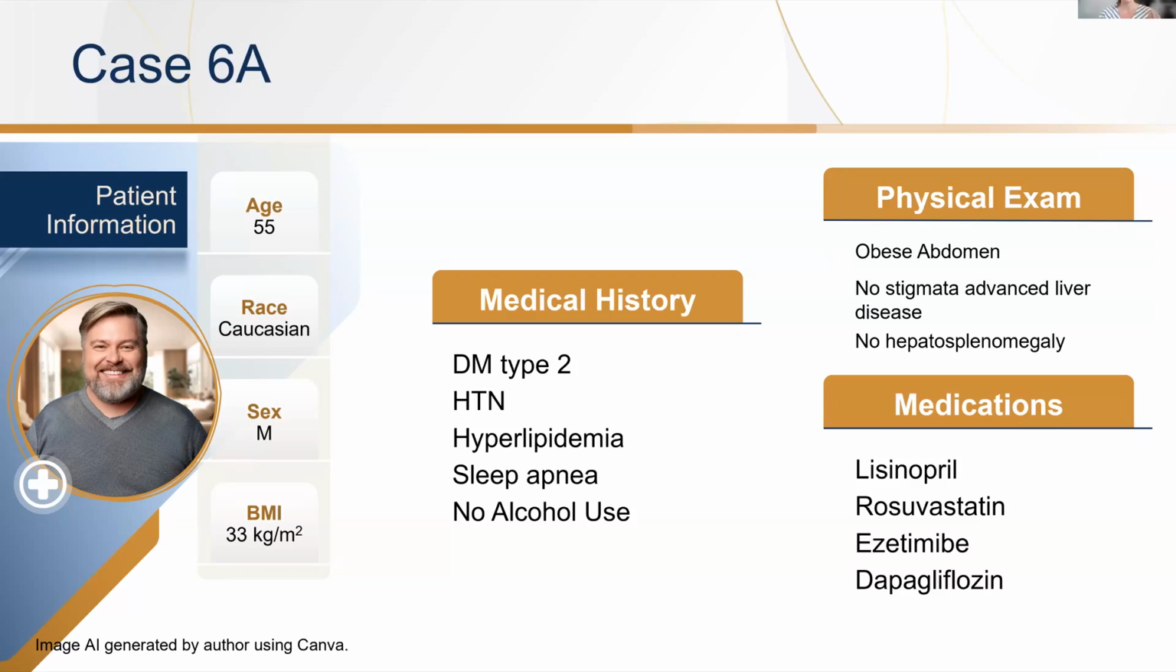He's got high blood pressure. He's got high cholesterol, sleep apnea. No surprise that the BMI is 35. And very important in your diagnosis is no history of alcohol use.